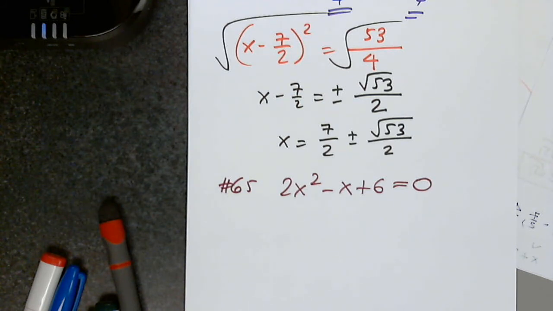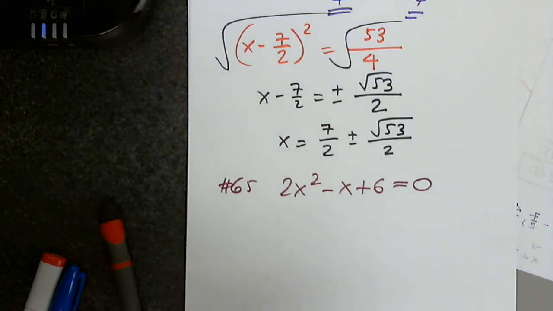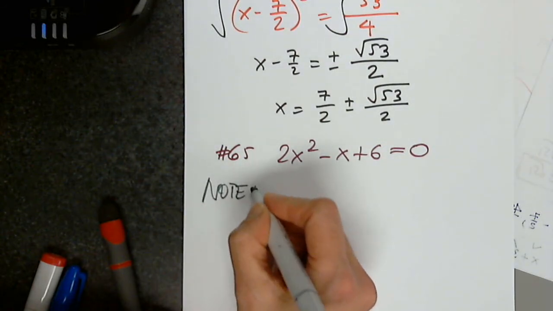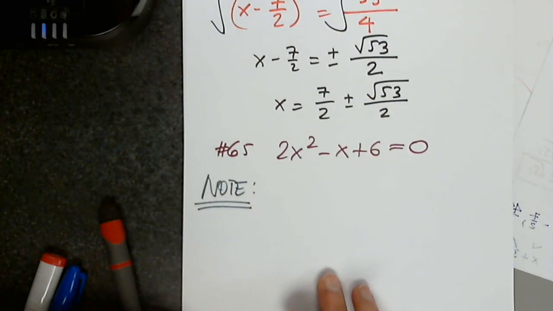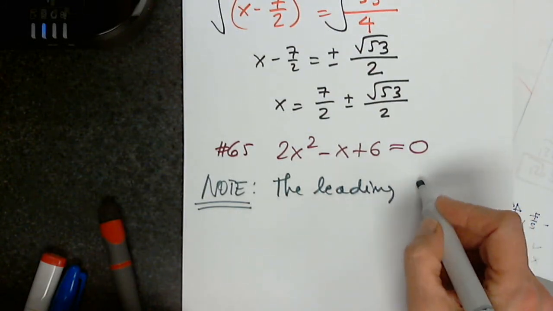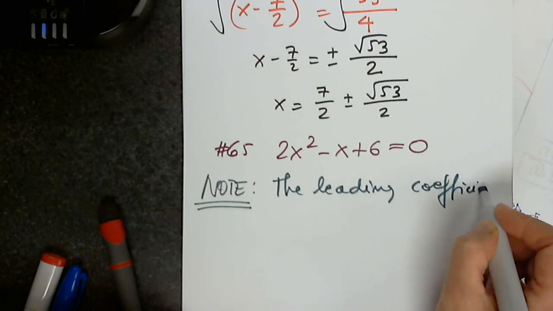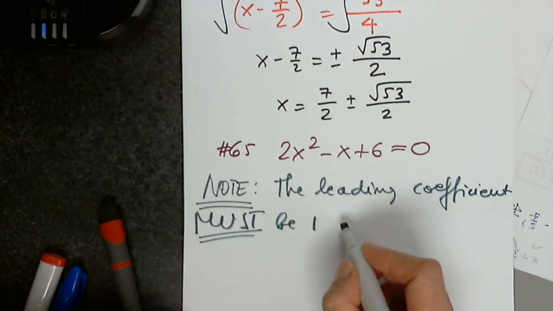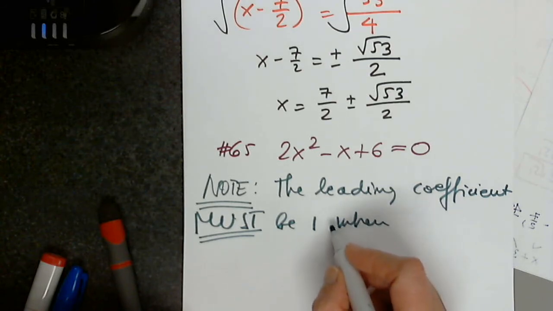What is different? 6 isn't a square. Say it again? 6 isn't a square. Nope. The leading coefficient. Yes, that is the problem. So here's a note. The leading coefficient must be 1 when solving by completing the square.